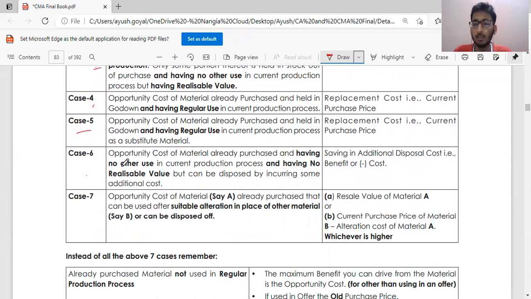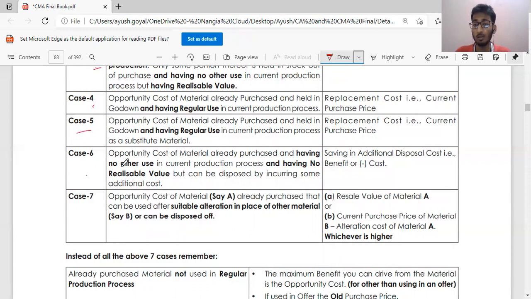Suppose material A is there. Now, material A is nowhere used in my current production process. It is of no use for me. It has no realizable value, no resale value. But that material A is toxic material, very toxic material.